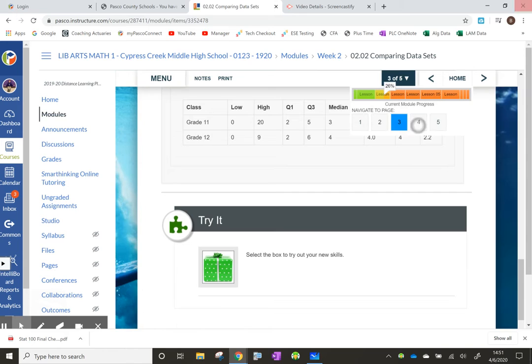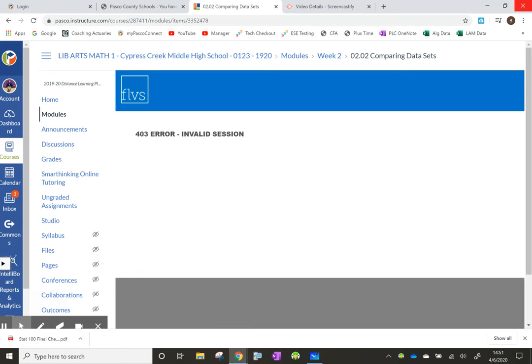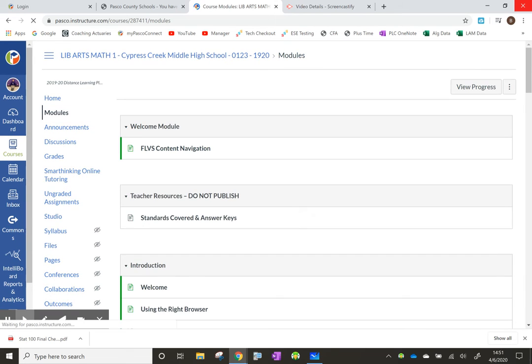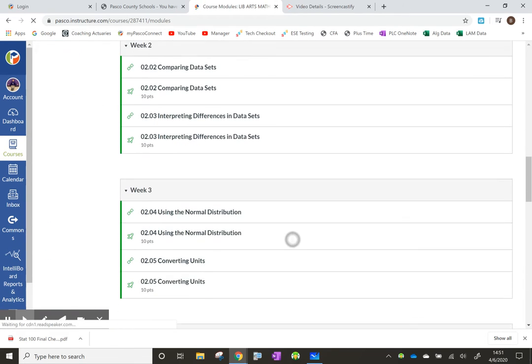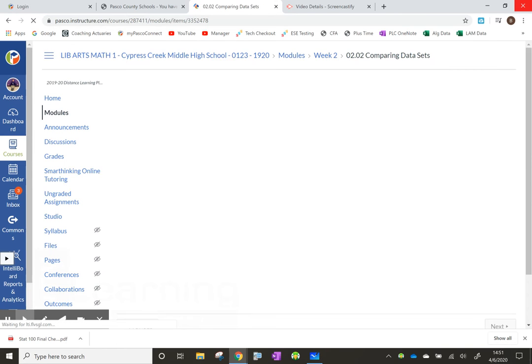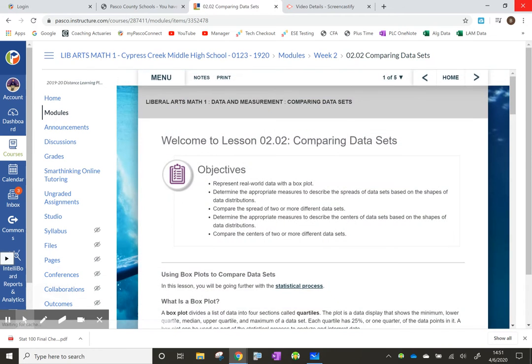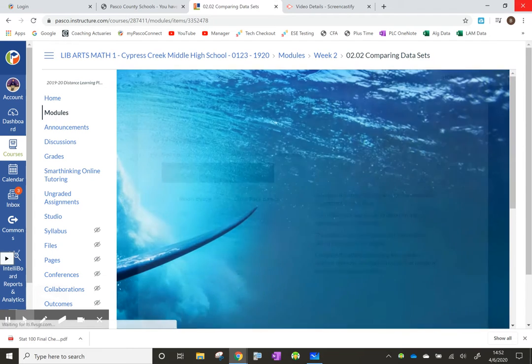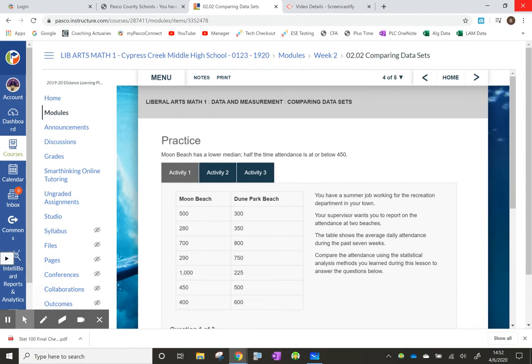And then page 4 of 5. Oh, it didn't work. Okay, so I've been sitting here too long, obviously. So let me reload this. Go to page 4. All right, you have another activity.